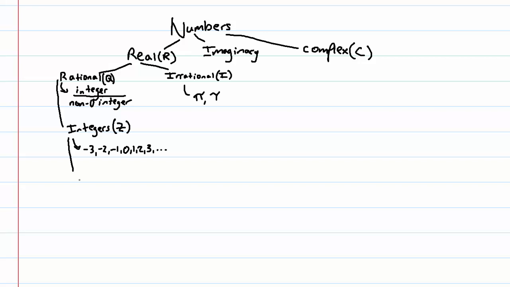And from integers, we have natural numbers, notated by an N. Some sources include 0 and some don't, but we'll include it here. Natural numbers are just positive numbers that are whole and 0. So this is about it for the number tree.